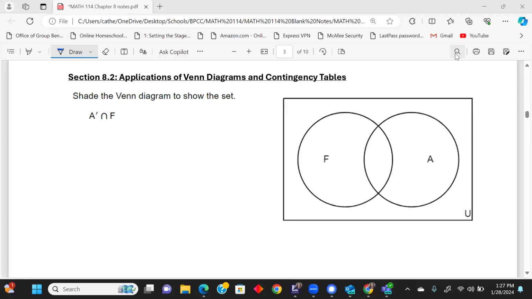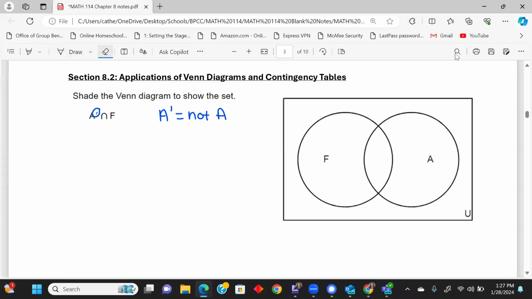This is section 8.2, applications of Venn diagrams and contingency tables. So I'm going to do some shading here and then some erasing. If you're taking notes, you may want to have a pencil to shade a little bit, or just wait till I'm done and then do the overall shading. Okay. So you see this little tick mark up here. That's called the complement. That means not A.